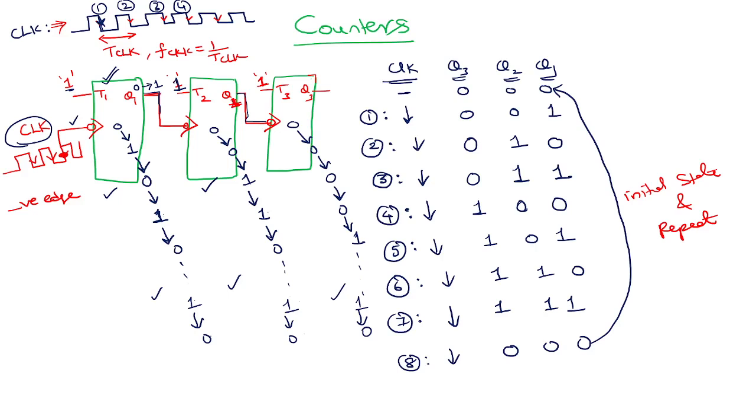Now let me tell you why I've taken Q1 as LSB. Here, I can consider Q1 as LSB and Q3 as MSB. Correct? So before we go further, are you guys clear about this? Such a simple technique, such a simple concept. That's it. Nothing else is there in counters. If you know this much, that's fine.